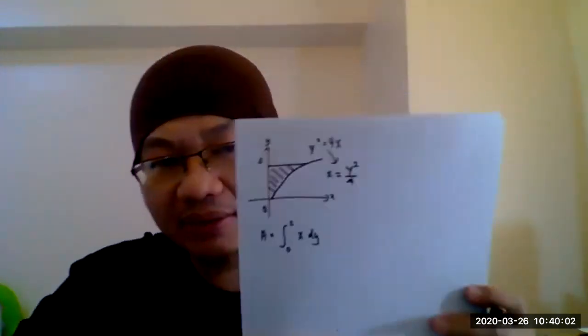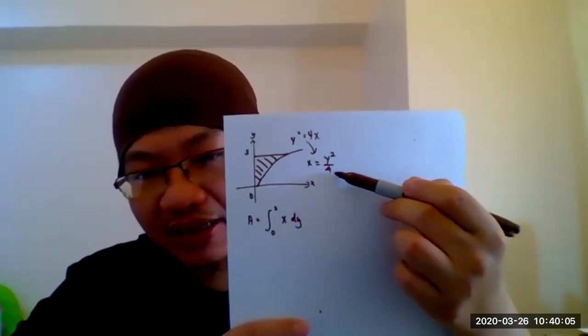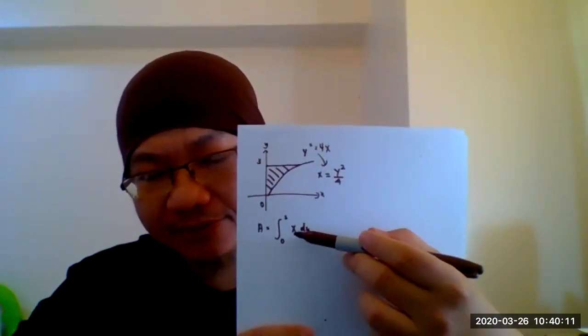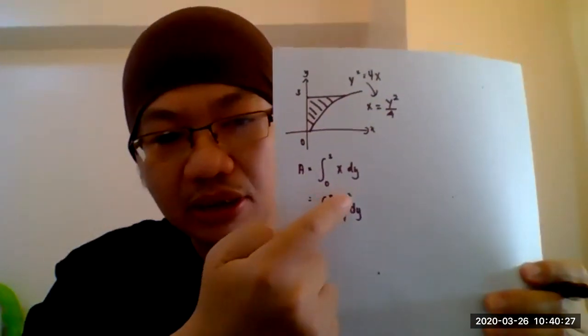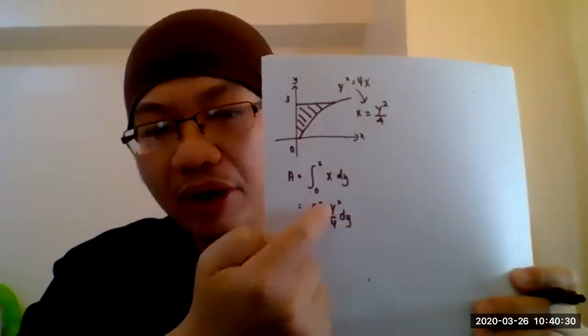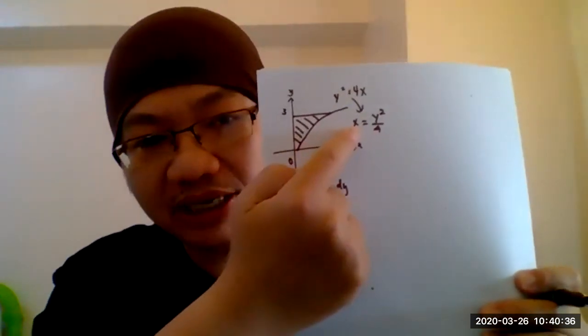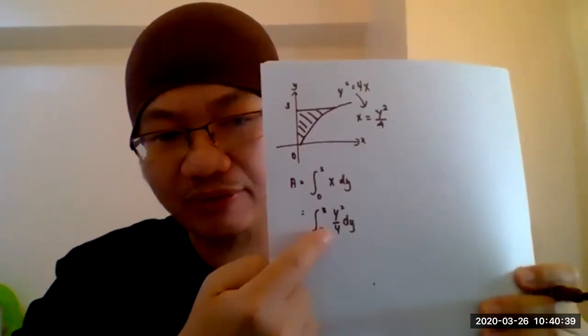So from here we can make x the subject by removing the 4, moving the 4 from the right side to the left, so that it becomes x equals y squared over 4. So this one you need to replace here. So bila you replace, okay, it will become like this. Integrate 0 to 3 y squared over 4 dy. Kenapa letak y squared over 4? Because x is our subject now. x equals y squared over 4. That's why we replace the x with this.